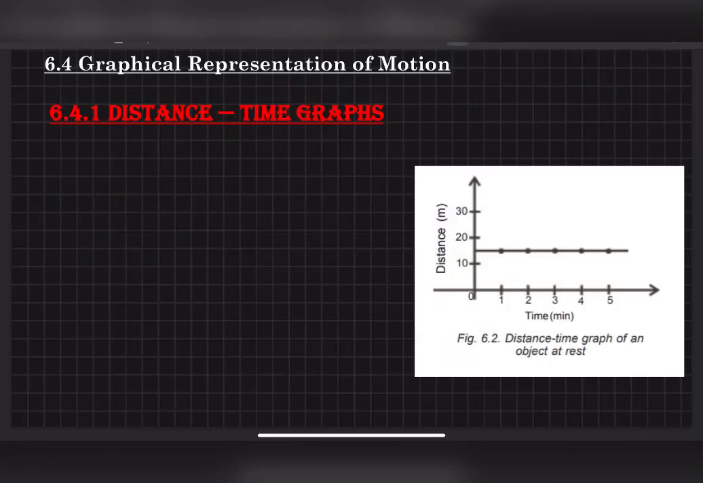Next we have graphical representation of motion. Okay, graphical representation of motion. Now here we have the graph of an object at rest.